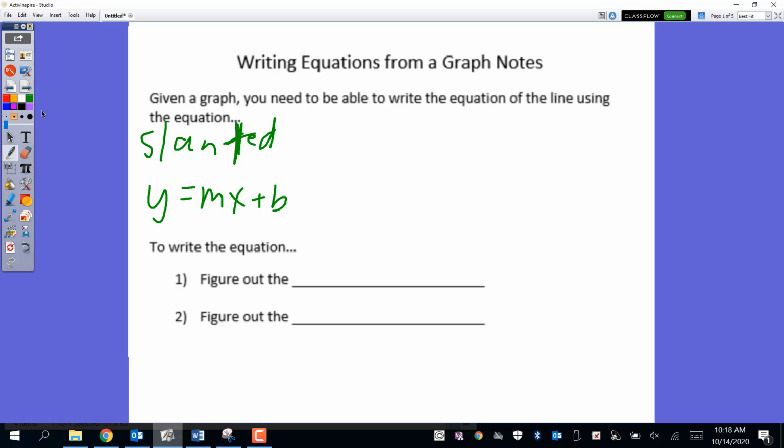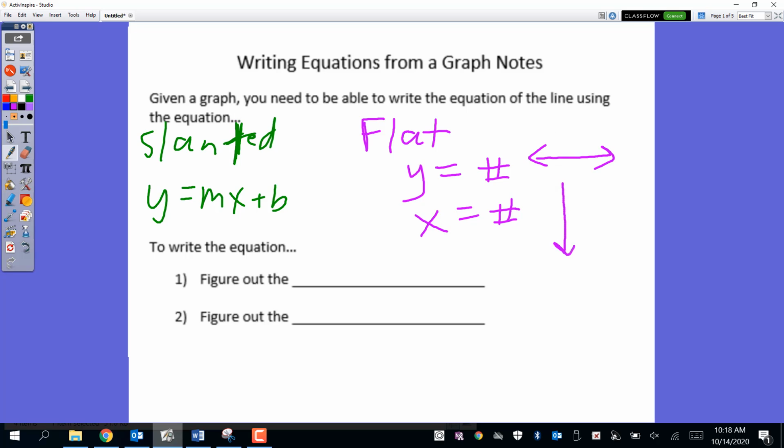Not a surprise. If it is a flat line, because sometimes we have our special lines that are flat, then you're either doing y equals some number or x equals some number. And we know y equals is when it's our sideways line, and x equals is when it's our vertical line, our up and down line. So if it's flat, that should be easy to figure out which one it is. Just tell, is it sideways or up and down? That's going to tell you which letter.